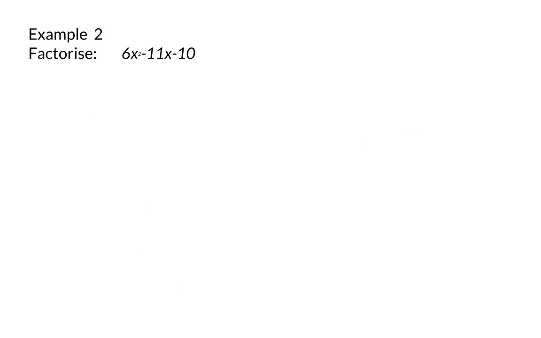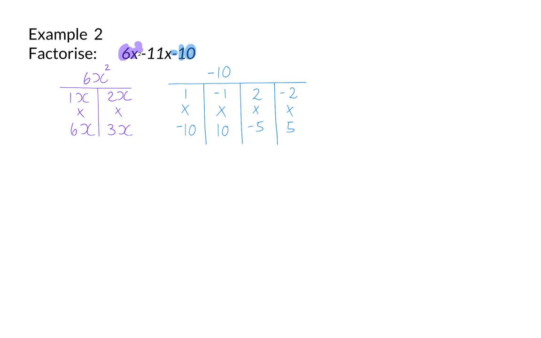In example 2, we once again have an a value that is not equal to 1. Now 6x squared's factors should also be taken into account. So again, I'm going to start off by writing down the possible pairs of factors for 6x squared, as well as the possible pairs of factors for minus 10. Remember that minus 10 is formed by multiplying two opposite signs, and that means that one of the two factors should be a negative value.